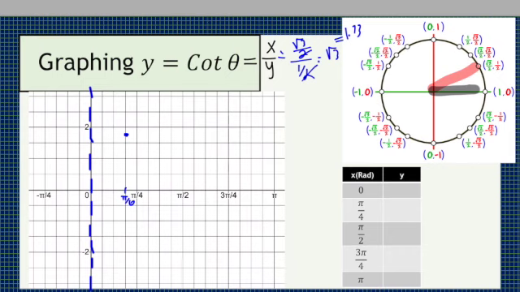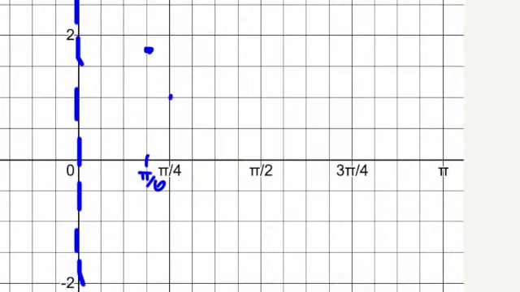Then we go to our next angle, which is going to be pi over 4. Do that in a different color, pi over 4, which both of the values are the same, right? They're both radical 2 over 2. So we know that automatically that's going to give us 1. So at pi over 4, we know we're going to get a value of 1.